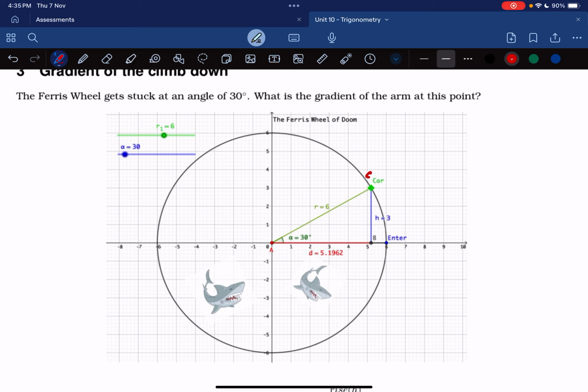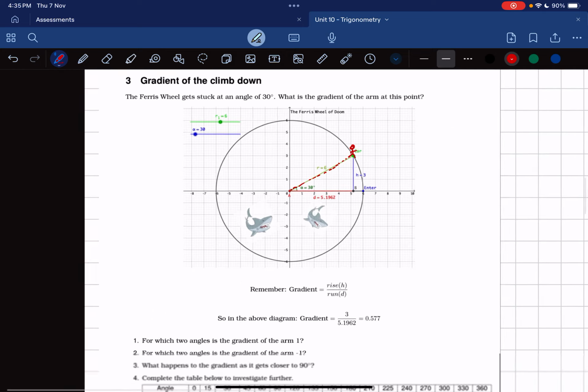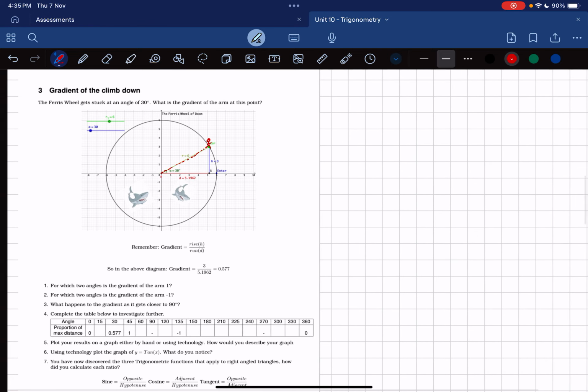So imagine we're in the car here and it gets stuck. And now we need to climb down here, right, to get to our safety boat that we had there in the middle, right? So we want to know what is the gradient of the arm that we're going to be climbing on this Ferris Wheel of Doom. Okay, so that's what we're taking a look at today.